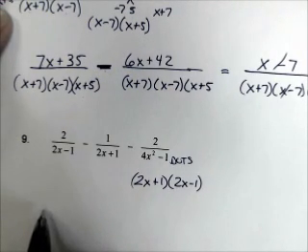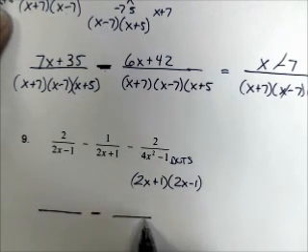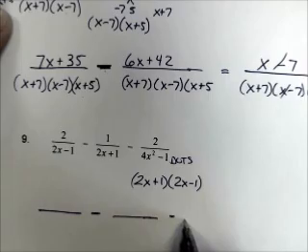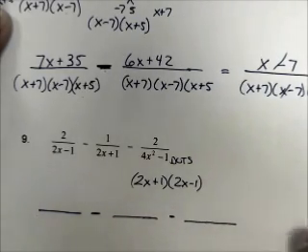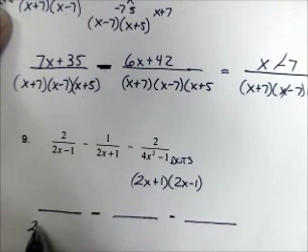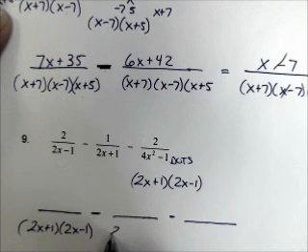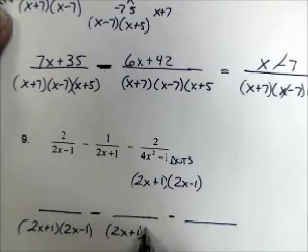Now we're writing down equivalent fractions with the same least common denominator. What is that least common denominator? It is 2x plus 1 times 2x minus 1. Don't be lazy here. Make sure you're writing all of this down.